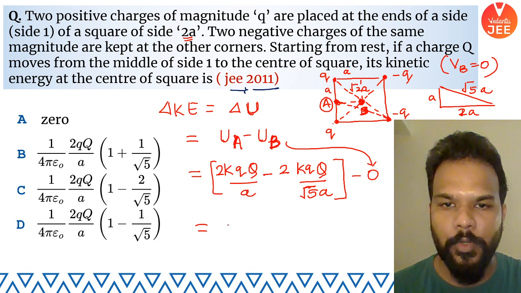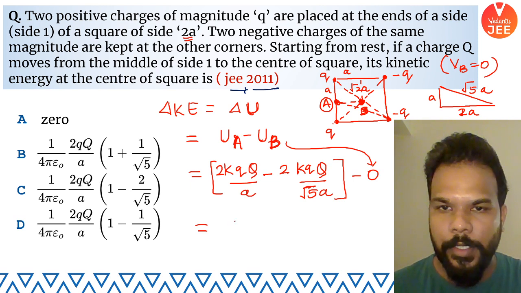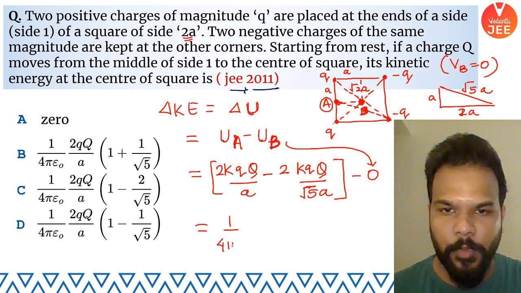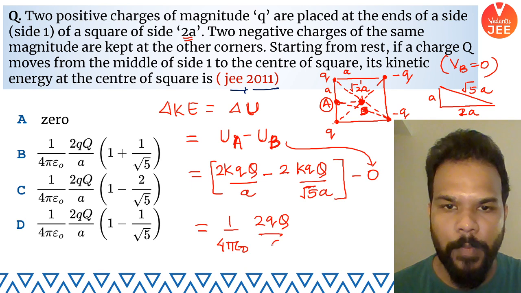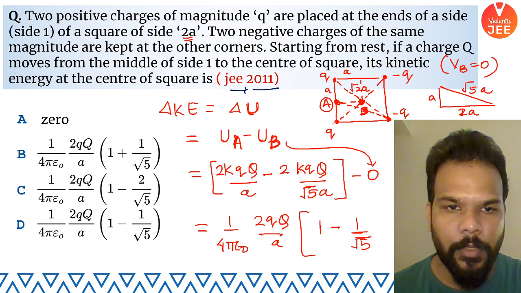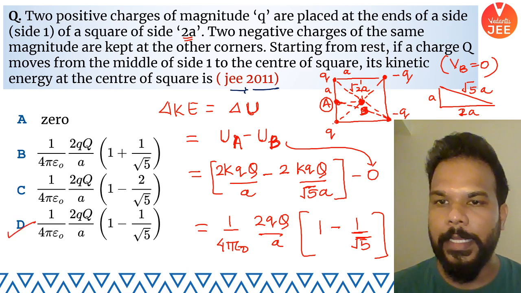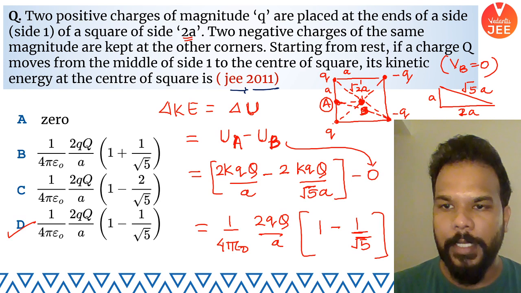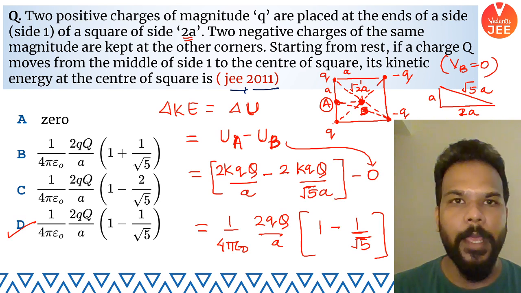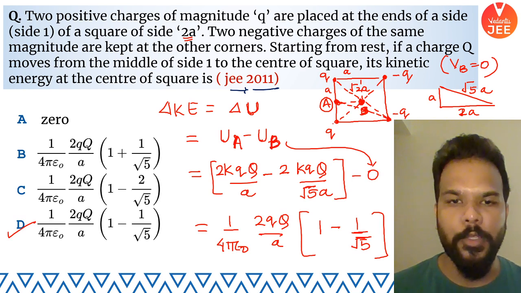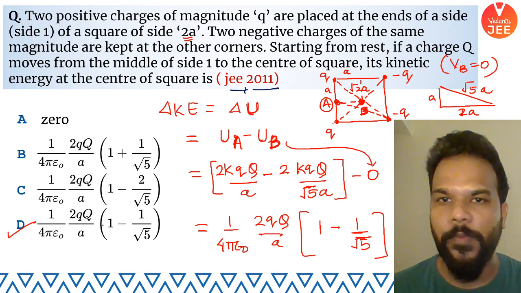That value comes out to be, if I take k outside, which is 1 upon 4 pi epsilon naught, 2qQ by a comes out, and inside I have only 1 left, and here I have 1 by root 5 left. Okay guys, so what do I get? Looks like the correct answer is option D, that is 1 upon 4 pi epsilon naught, 2qQ by a, times the bracket 1 minus 1 by root 5.